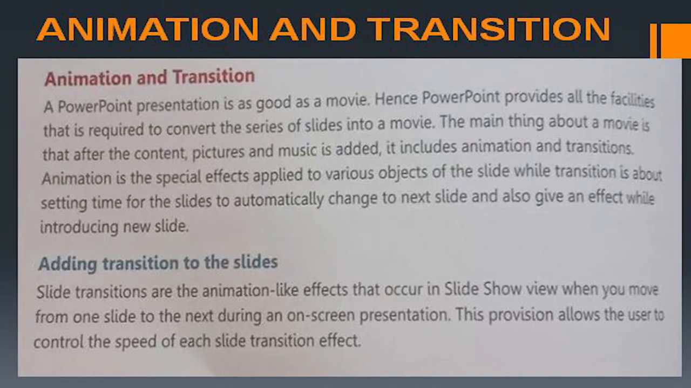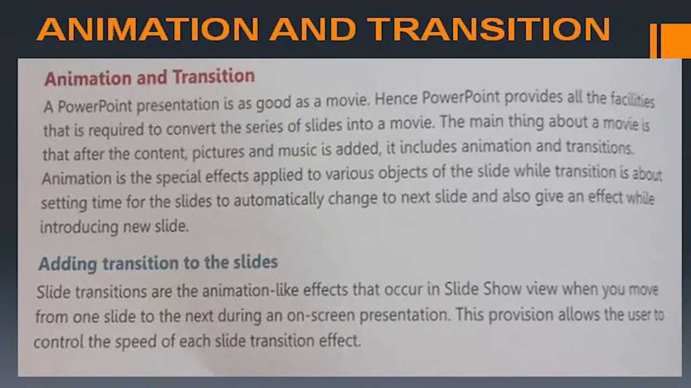So, adding a transition to the slides. Slide transitions are animation-like effects that occur in slideshow view when you move on from one slide to the next during an on-screen presentation. This provision allows the user to control the speed of each slide transition effect. That means, simply, animation is like making the presentation like a movie, and transition is from one slide to another slide. That time between changing from one slide to another is called transition.